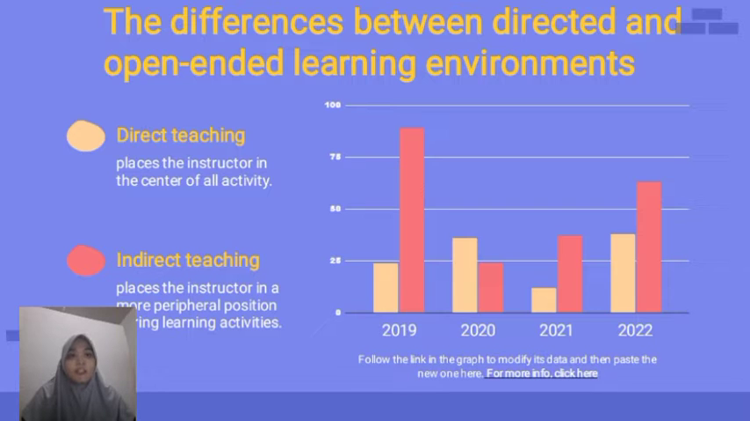Indirect teaching places the instructor in a less perceptible position during learning activities. The instructor offers support and guidance while the students approach an assigned problem in the ways that seem best to them. This approach is commonly employed in open-ended learning environments.